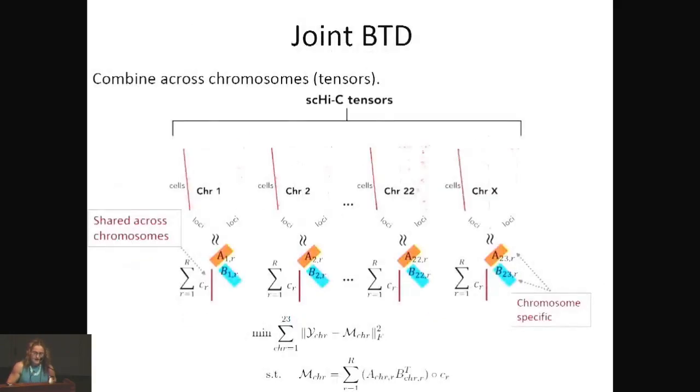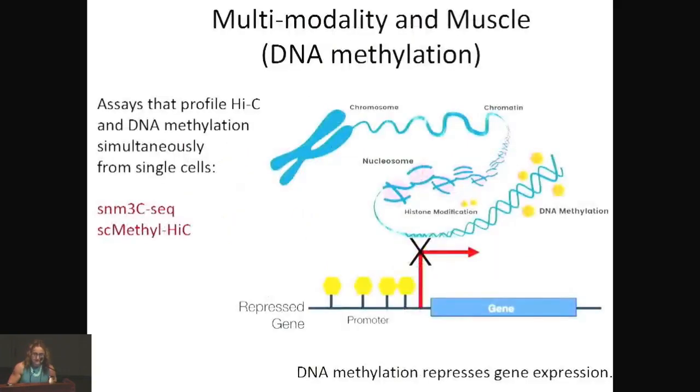Okay. So the thing about this framework is that once we have the decomposition for one chromosome, then we can actually have the decomposition for all the other chromosomes. Again, the loci loadings are going to be chromosome specific, and the cell loadings are going to be shared across chromosomes. So this naturally allows a framework where you can integrate multiple modalities.